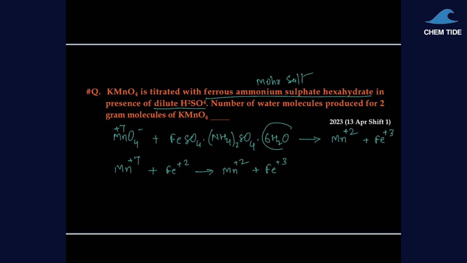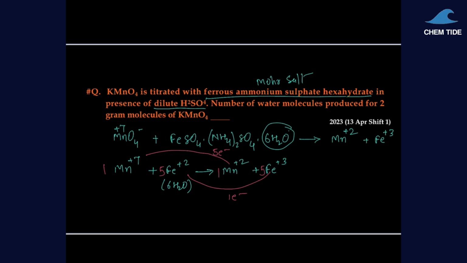The 6 of water is initially present in this. After that, how much water is coming, that also we have to calculate in acidic medium. So from here to here 5 electron transfer, and from here to here 1 electron transfer. So let's apply the oxidation method. So we get 1 here and 5 here.